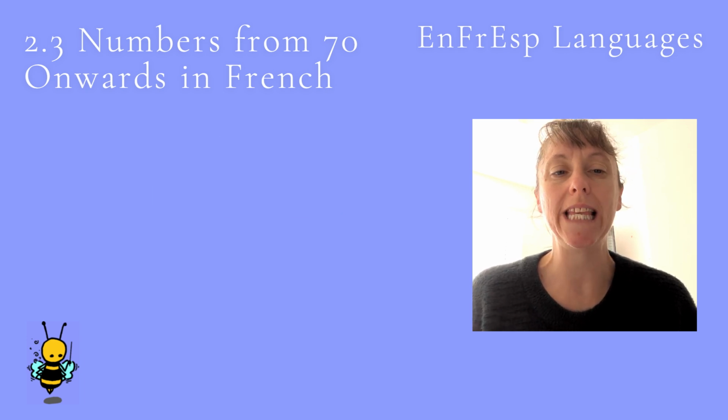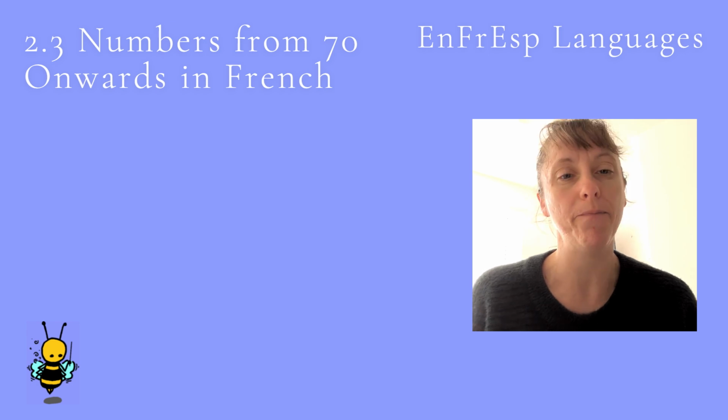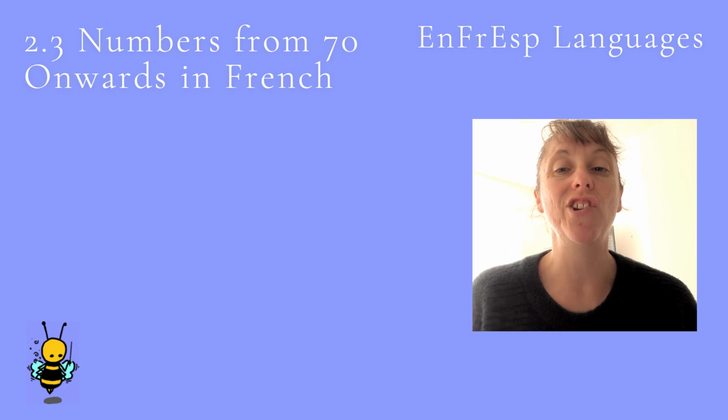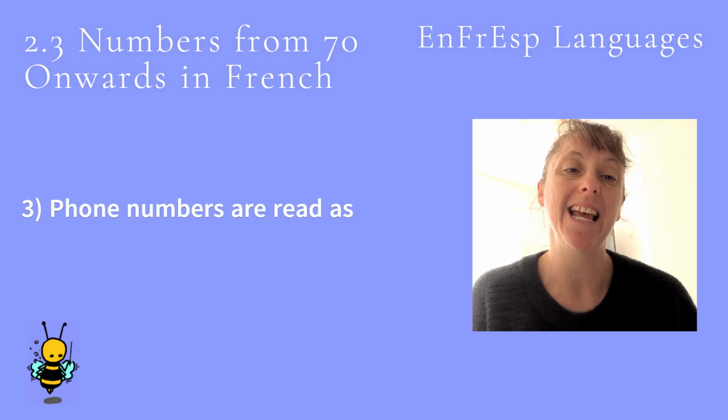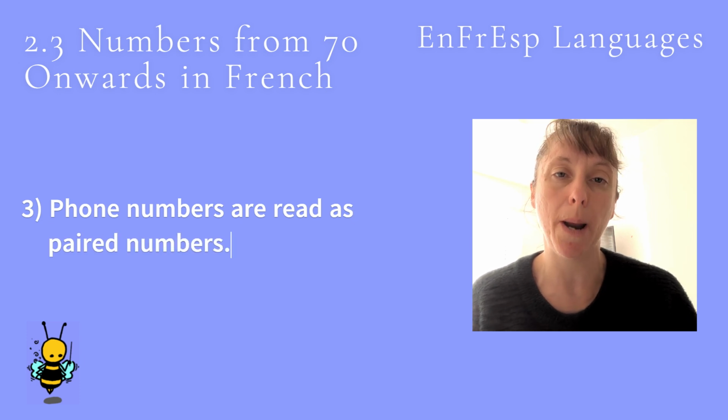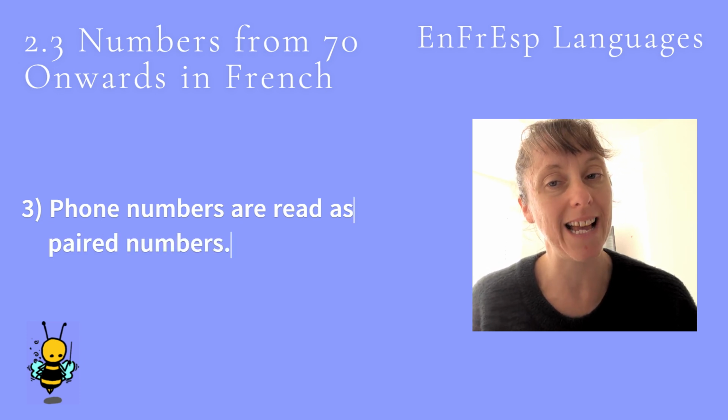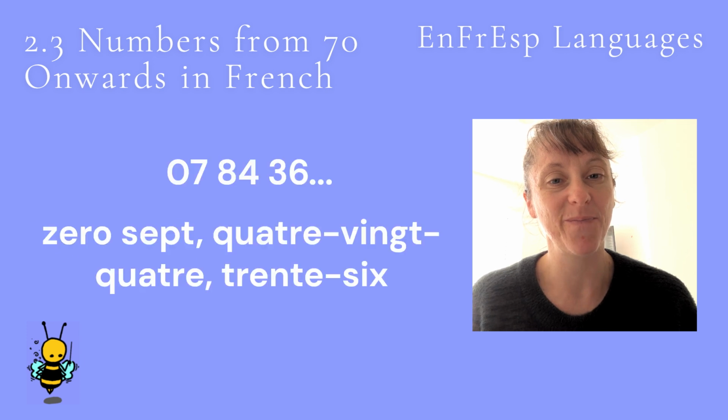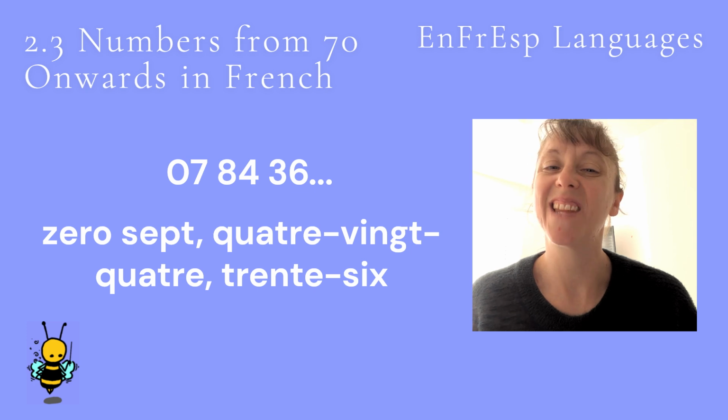And the final technical point I'd like to share is how to say phone numbers. In English, we say each number individually. 07843 etc., etc. In French, they put the numbers into pairs and pronounce the 2-digit number. So the same number sounds like this. 07 84 36. Etc.